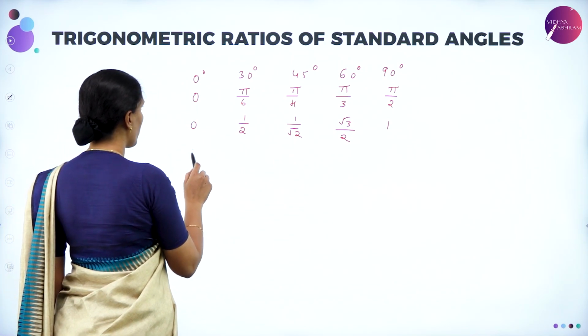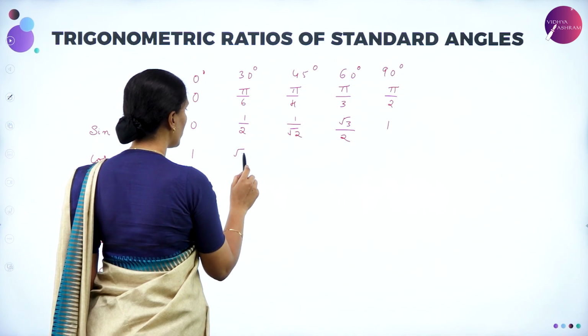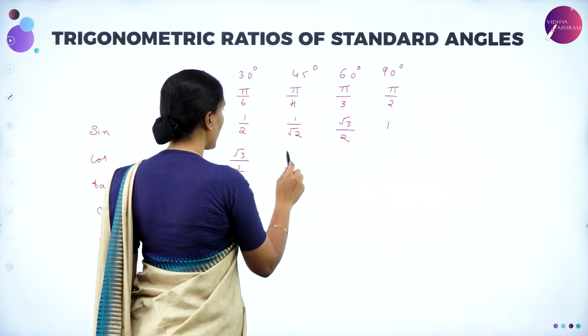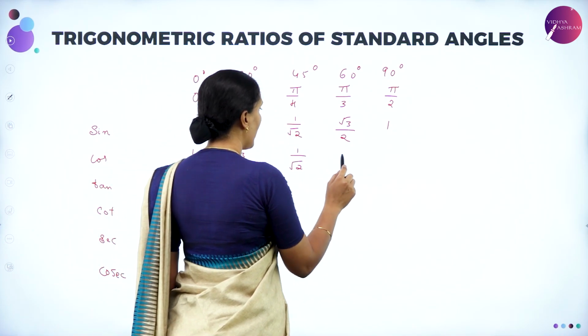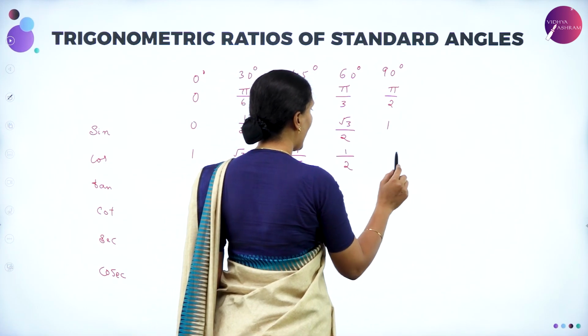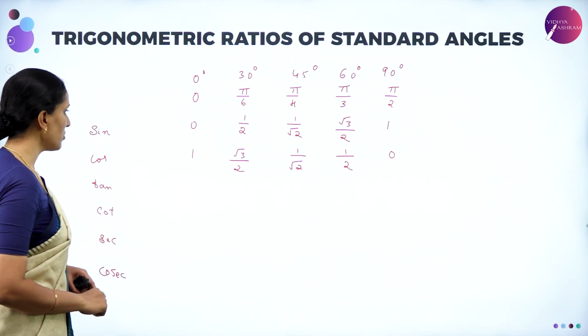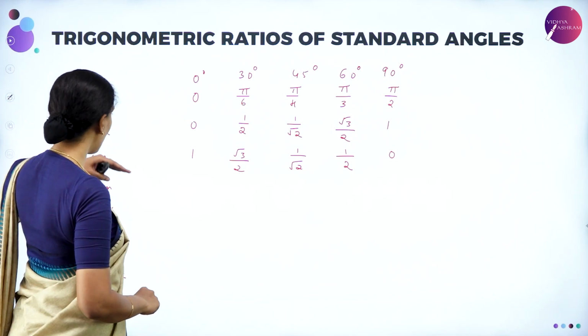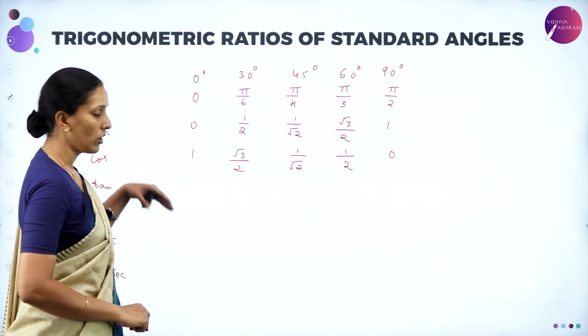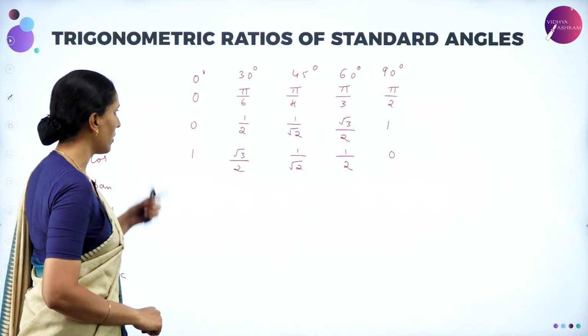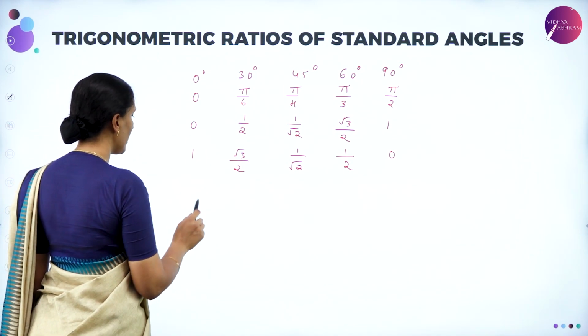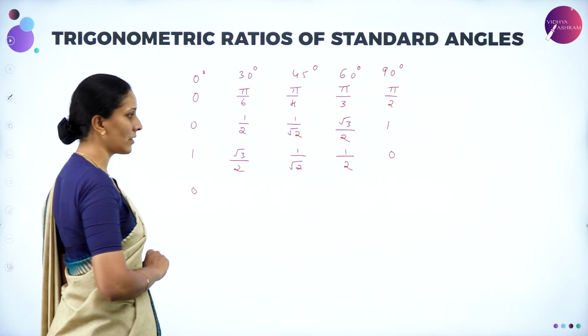So cos 0 is 1, cos 30 is root 3 by 2, cos 45 is 1 by root 2 and cos 60 is 1 by 2. Cos 90 degree is 0. Next we have the tan function. We know that it is the ratio of sine with cos. So, sine by cos gives you tan. We can clearly say 0 by 1 is nothing but 0. So, tan 0 is 0.